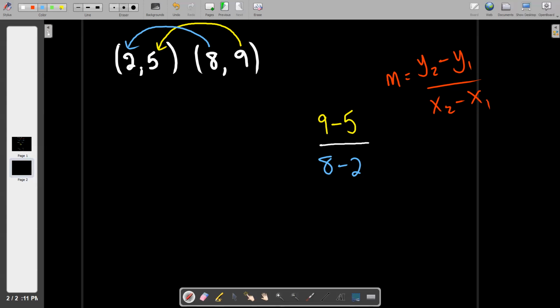Now, pretty hard to believe that you could mess this up. I believe that this is impossible to miss. What's 9 minus 5? And what's 8 minus 2? And 4, 6 reduces to 2/3. Done. Any questions about that?